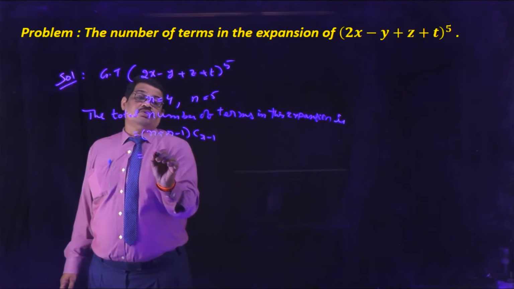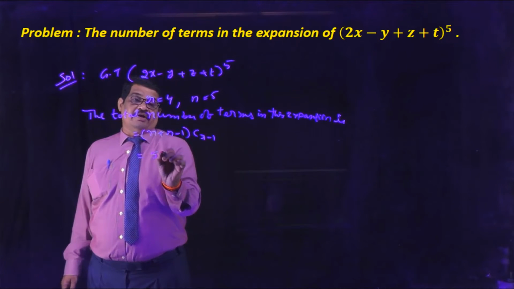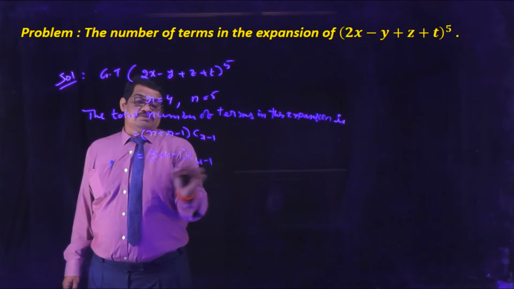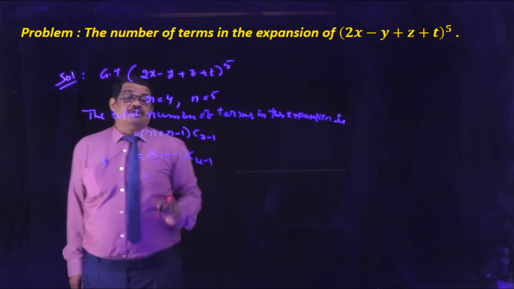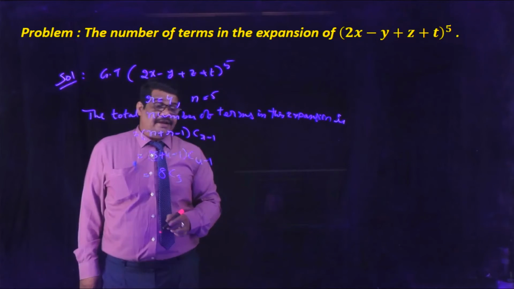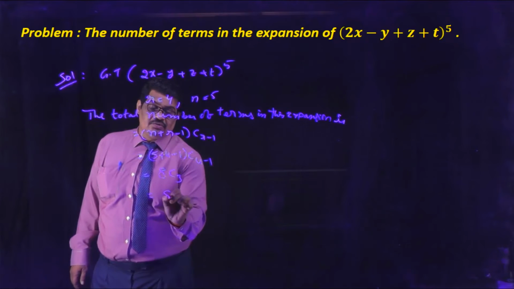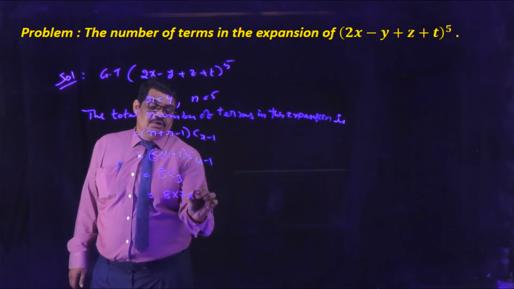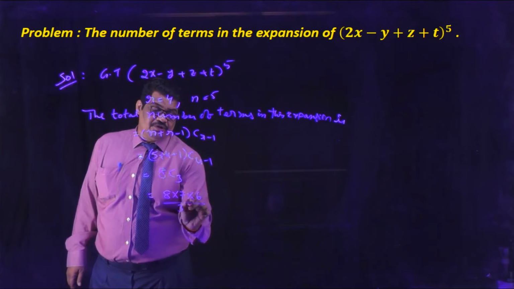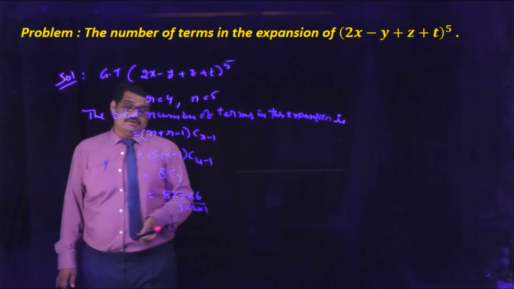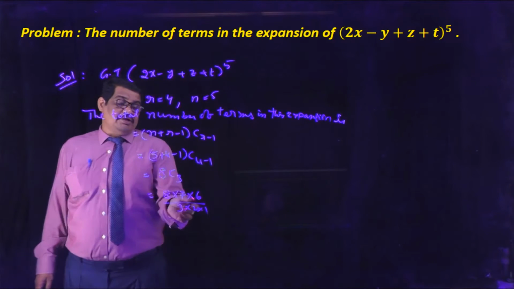That is equal to, what is here n? n is 5 plus 4 minus 1 C 4 minus 1. That is 9 minus 1, 8C3. This is 8C3, that is equal to 8 into 7 into 6 by 3 into 2 into 1.